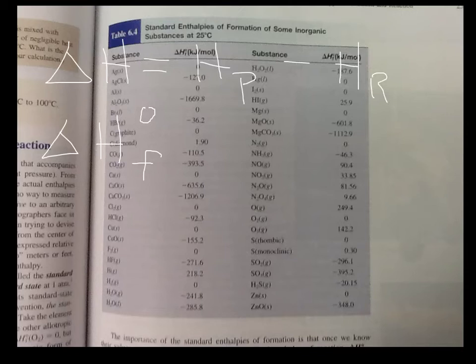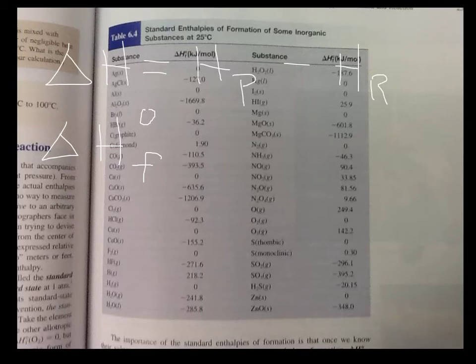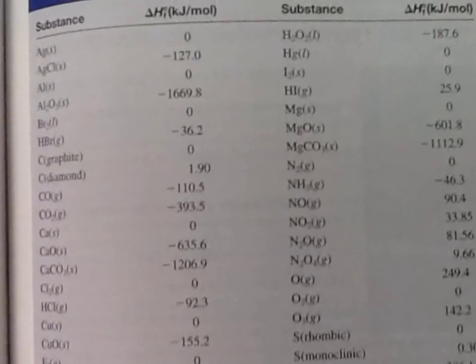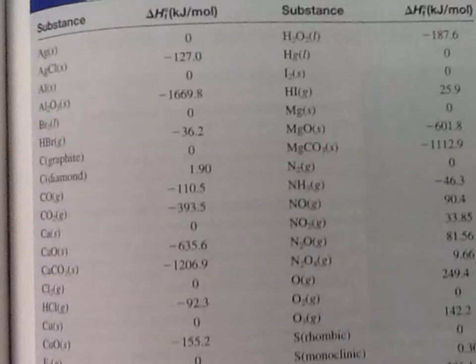If we look at them, let's make it a little bigger. There we go. If we look at silver, silver has a heat of formation of 0, but silver chloride has a heat of formation of negative 127. And aluminum has a heat of formation of 0, and aluminum oxide has a heat of formation of negative 1669.8. And bromine has a heat of formation of 0, and HBr has a heat of formation of negative 36.2. And you might come to the conclusion that, hey, silver and aluminum and bromine, well, they're elements, and they have heats of formation of 0.